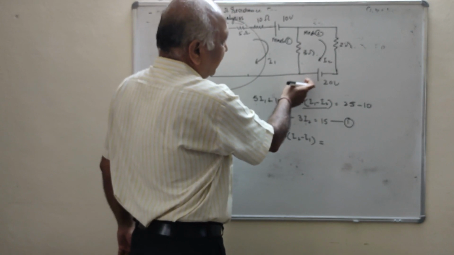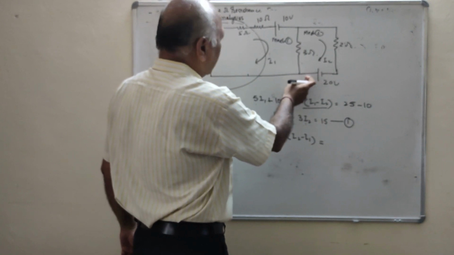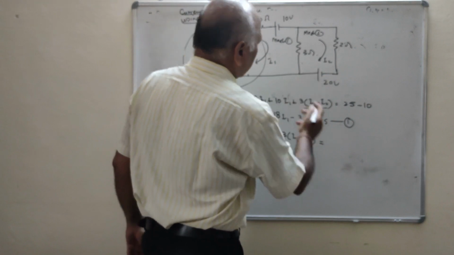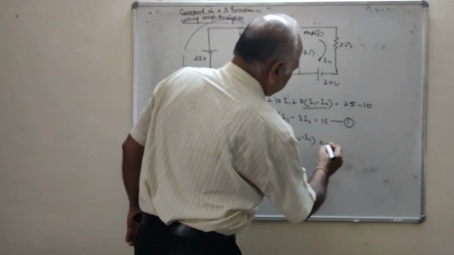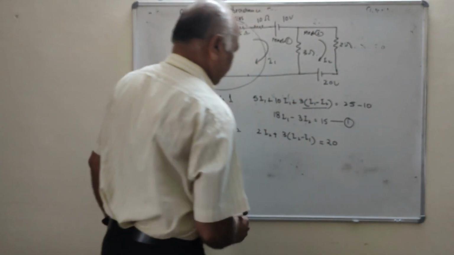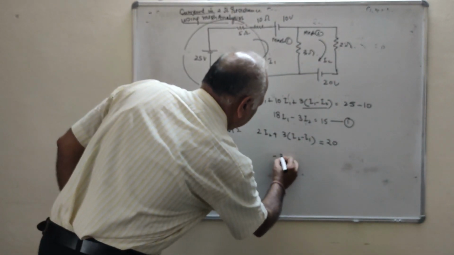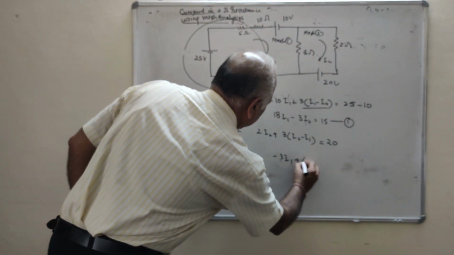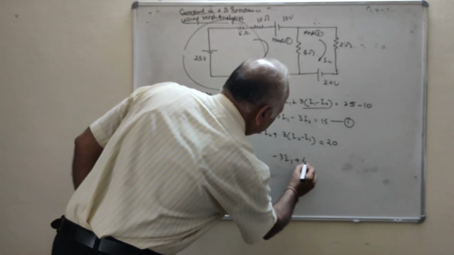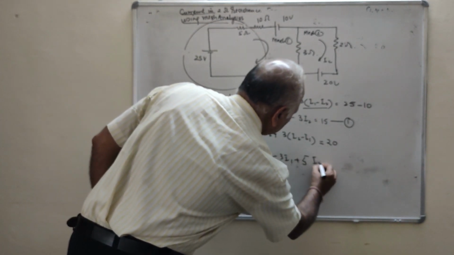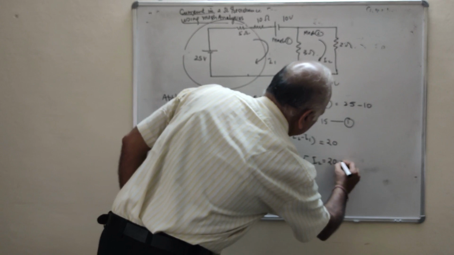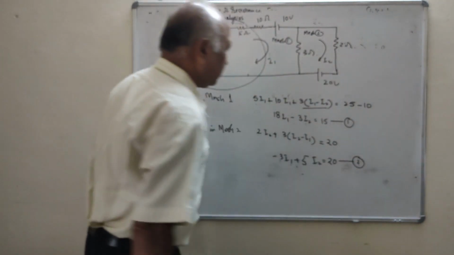Then what will happen? We will write this as negative or positive. It will be positive, so 2 I2 plus 3 (I2 minus I1) is equal to 20. Or you will get minus 3 I1 plus 3 plus 2, 5 I2, that is equal to 20, and this is the second equation.